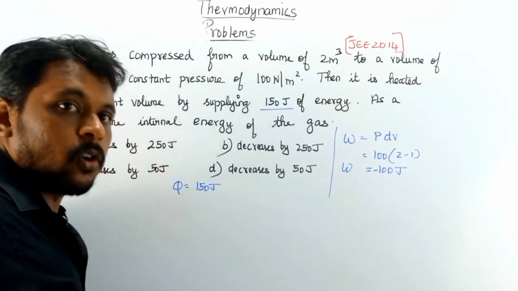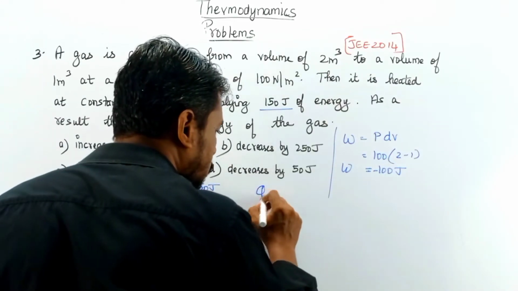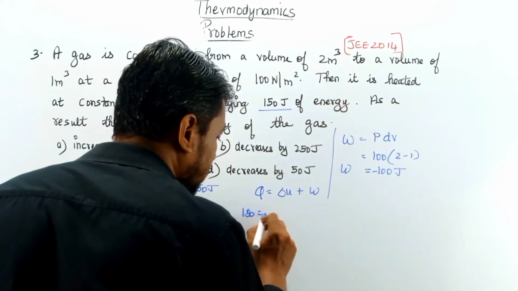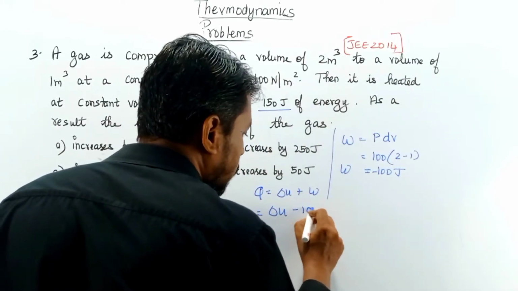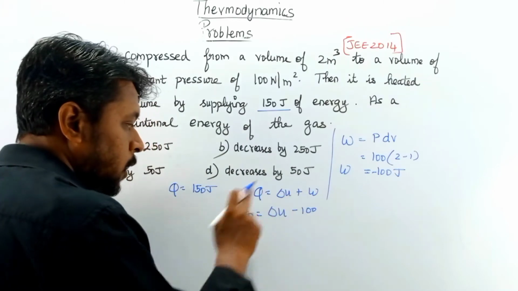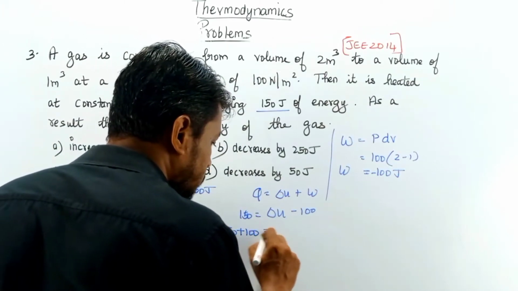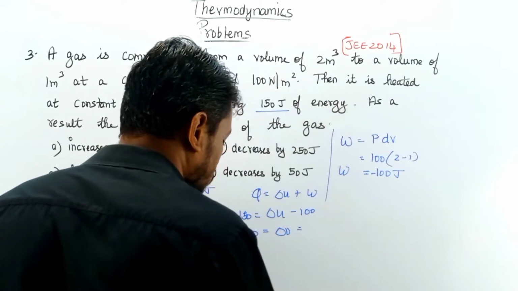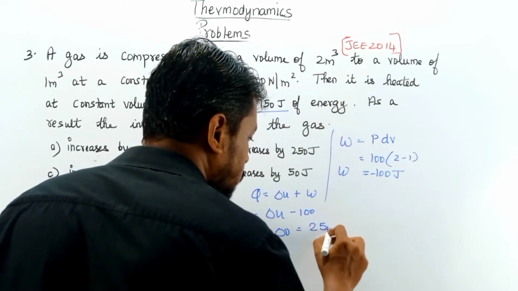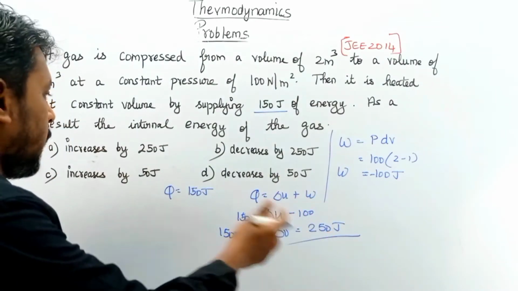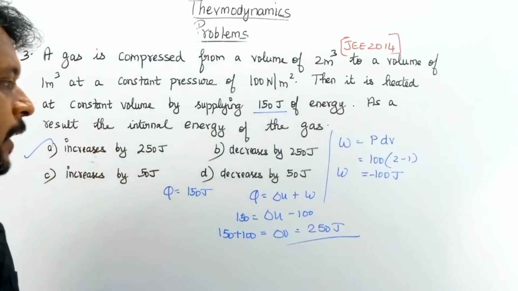joules. So according to the first law of thermodynamics, you know that Q is equal to delta U plus W. Q is 150, W is minus 100. So when you take this minus 100 to the left hand side, it becomes 150 plus 100, which is equal to delta U, which is equal to 250 joules. So here we see that the change in internal energy increases by 250. So this is the right answer.